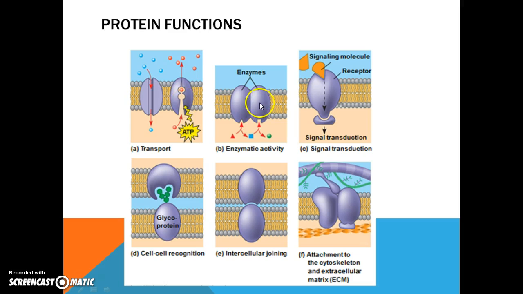Some proteins act as enzymes, so we have enzymatic activity. Once again, enzymes breaking reactants into products. Some are used for receptors or signal transductions. We have glycoproteins for cell-to-cell recognition. We also have intercellular joining, as well as attachment for the cytoskeleton and the extracellular matrix.